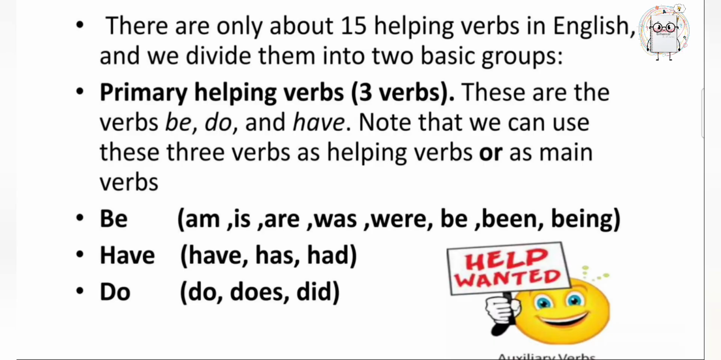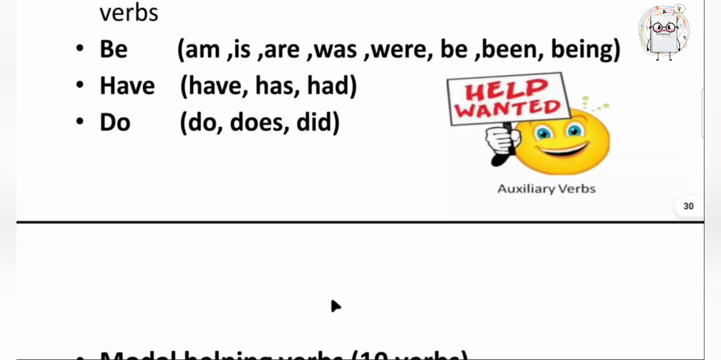There are only 15 helping verbs in English, and we divide them into two basic groups. Primary helping verbs, three verbs. These are the verbs be, have, and do. Note that we can use these three verbs as helping verbs or as main verbs. Is, am, are, was, were, be, been, being. These are included in the be part. Have, has, had, do, does, did.